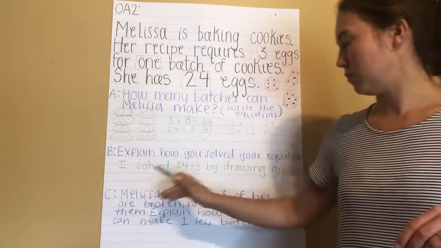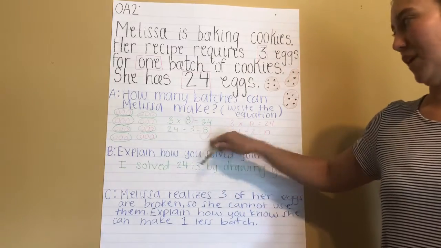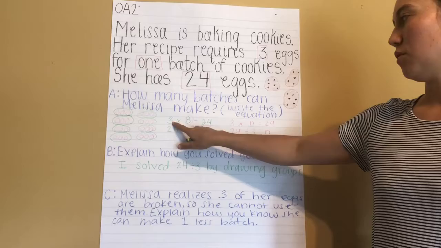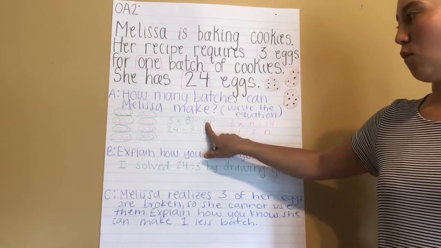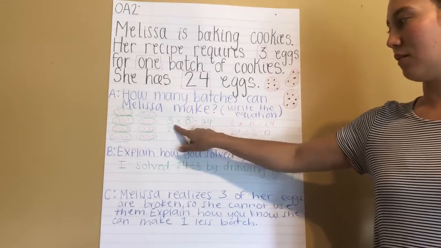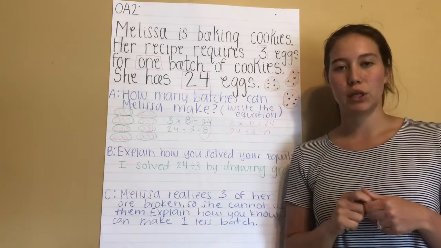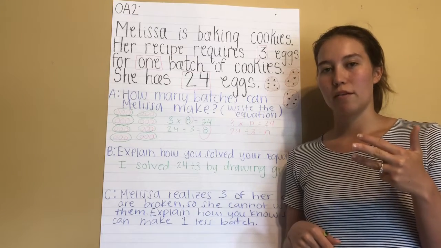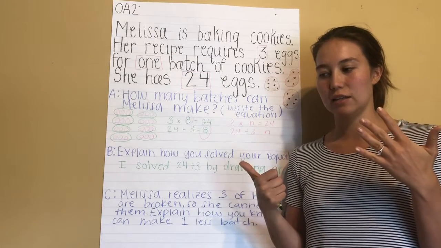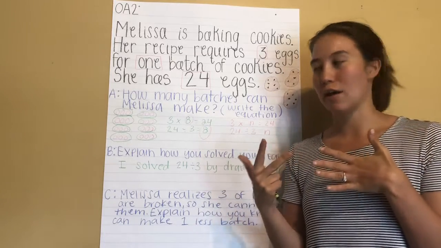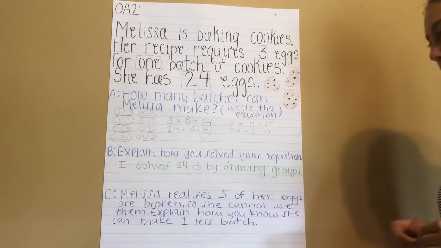All right, now if I use multiplication to solve, I could say I solved 3 times blank equals 24 by drawing groups, or by skip counting 3 up to 24. It would look like this: 3, 6, 9, 12, 15, 18, 21, 24. And I have 8 fingers up, so that would mean 8.